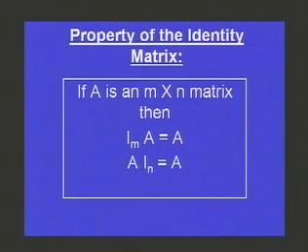Similarly, A times I sub n is equal to A as well. Here we have to use the subscript I sub n. We have to use the n because the dimensions have to match up with your multiplication. I'll show you some examples. Maybe this will become a little more clear.